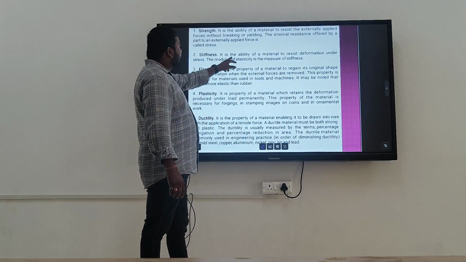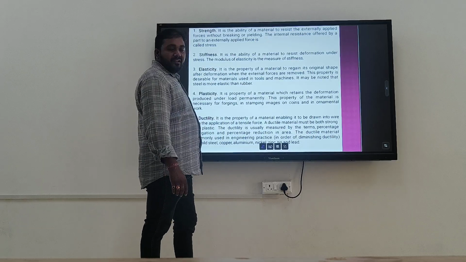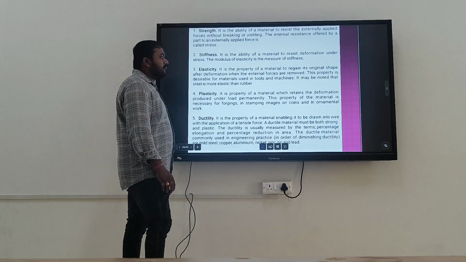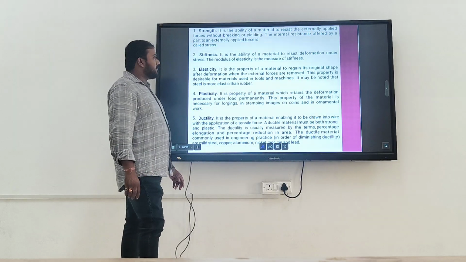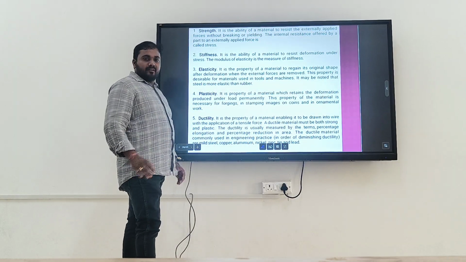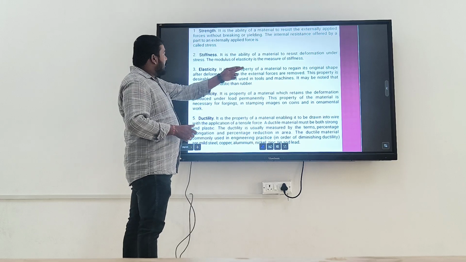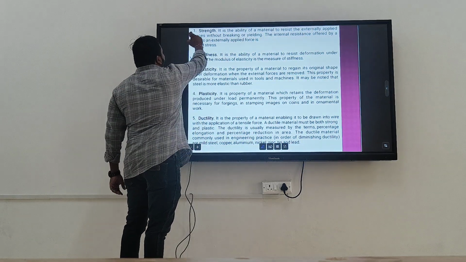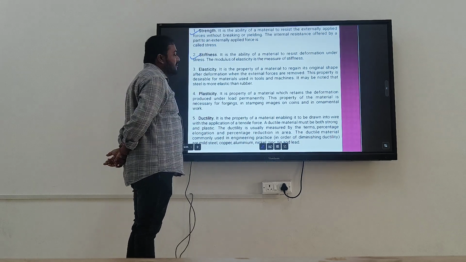What is stiffness? It is the ability of the material to resist deformation under stress. The modulus of elasticity is the measure of stiffness. The ability of a material to resist deformation under stress, that is called stiffness. Strength completed, stiffness completed. Next one is elasticity.